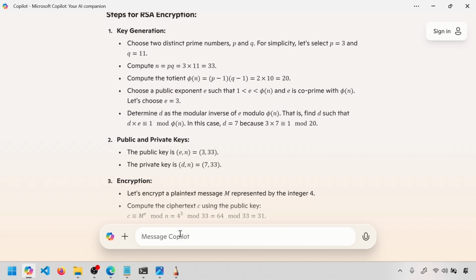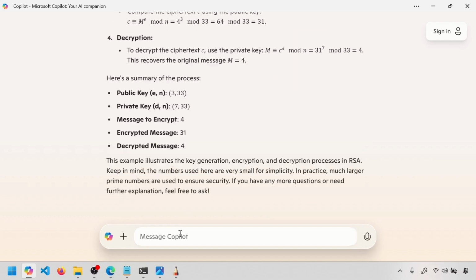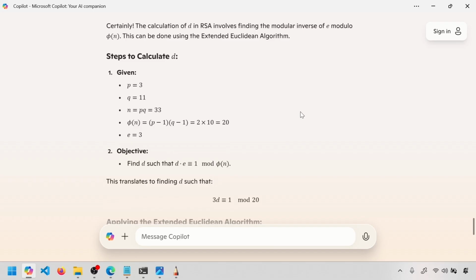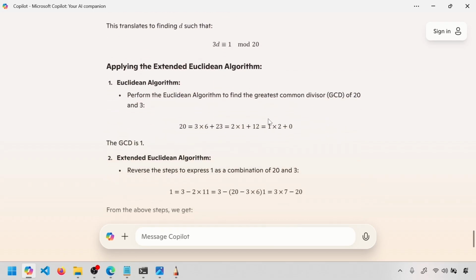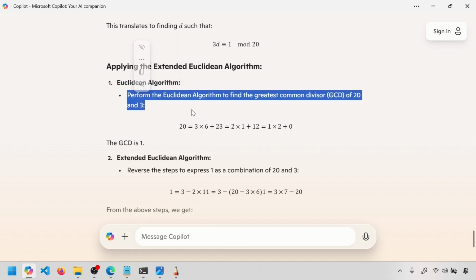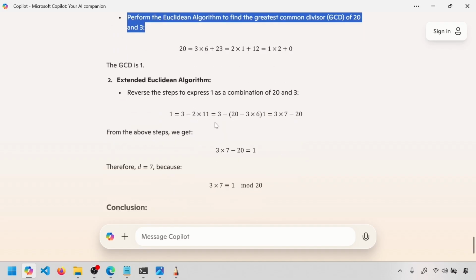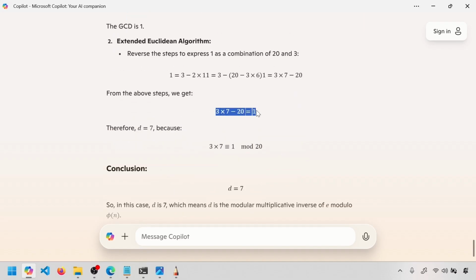To expand this, I'm going to write another prompt here. Explain the calculation of D. So it is giving us a similar explanation to what it has given before, along with some calculation and how it is using something called the Euclidean algorithm to calculate it. We don't have to get into the details of the efficient way to calculate it. But in our case, what we need to understand is that it satisfies this particular equation right here. We can pay attention to just this one equation right here.